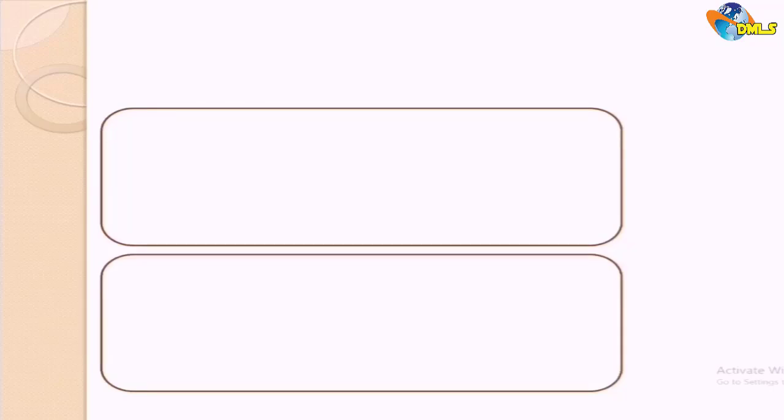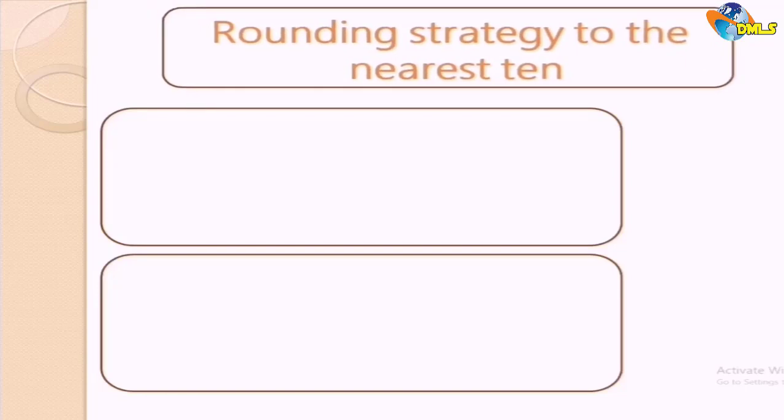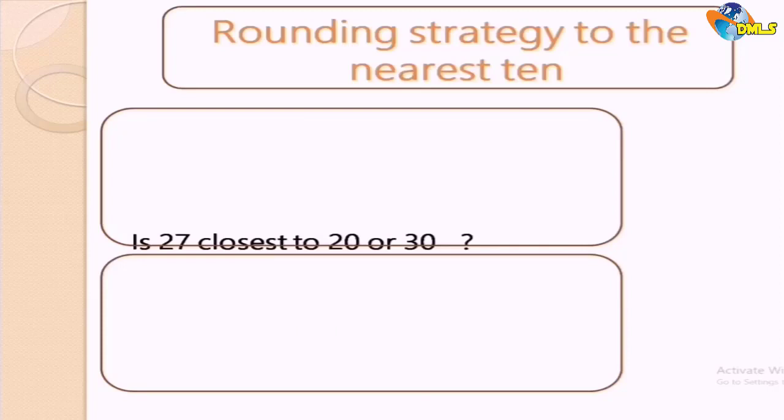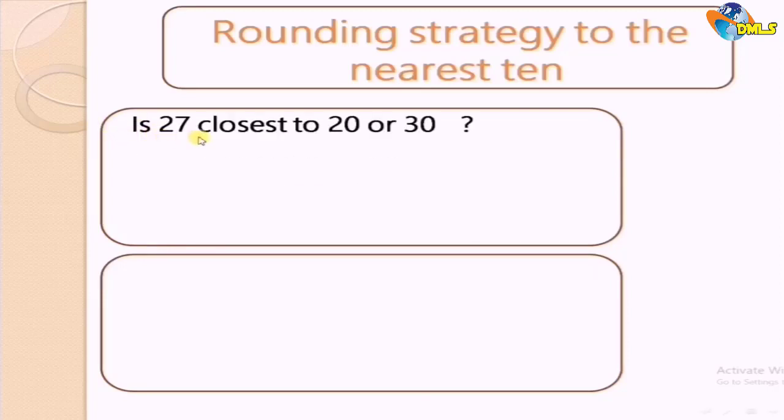Now we will move to another strategy, which is the rounding strategy to the nearest 10. What is the meaning of rounding? Let's take an example to deduce the meaning of rounding. Is 27 closest to 20 or 30? So rounding means closest to or nearest to.